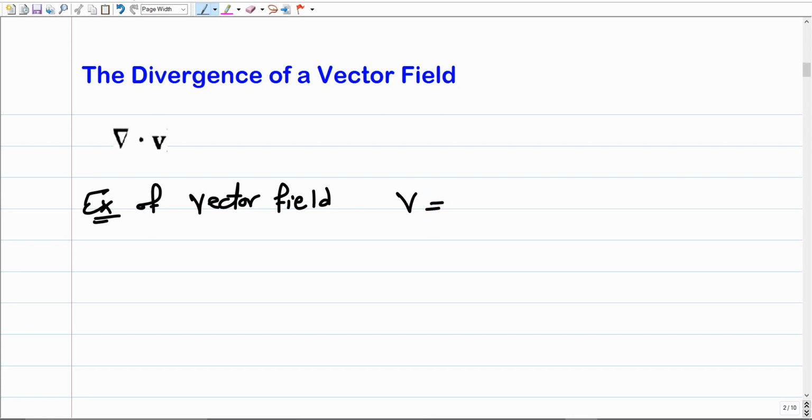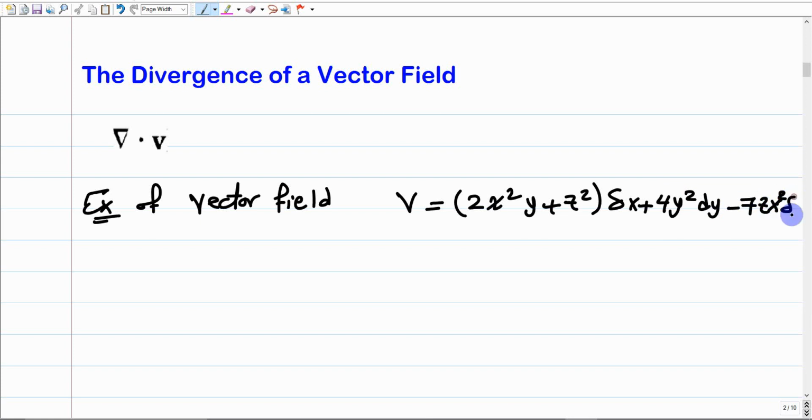Let's say that V stands for vector, or any other symbol. We agreed that we're just going to use any symbol for the vector, like A, B, whatever it is, and we agreed to use uppercase to indicate that this is a vector. Anyway, we have a vector field named A, B, V, whatever it is. This vector field is given as 2x squared y plus z squared delta x plus 4y squared delta y negative 7 z x squared delta z, for example.